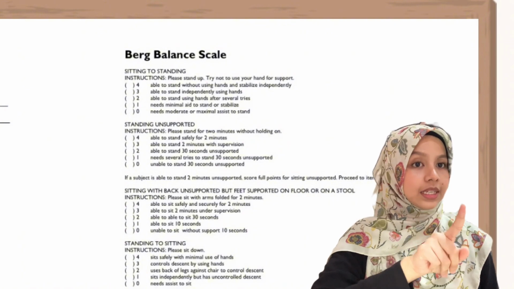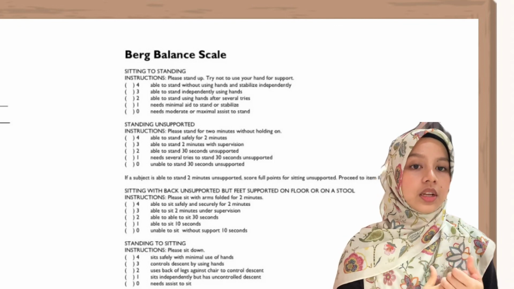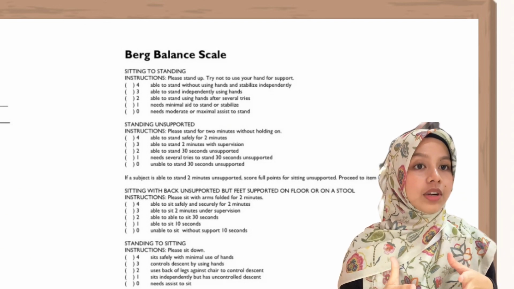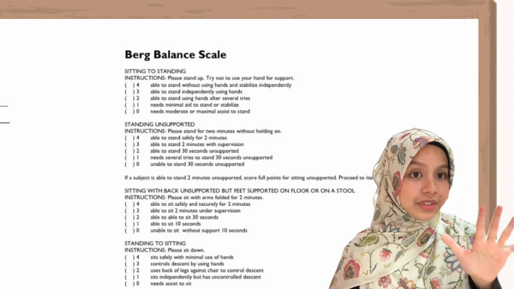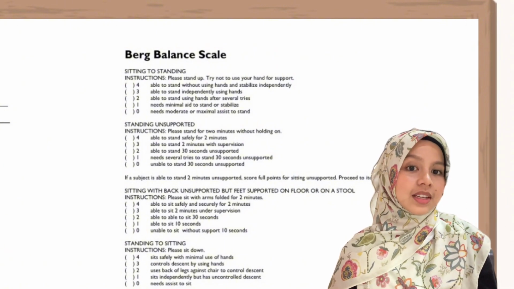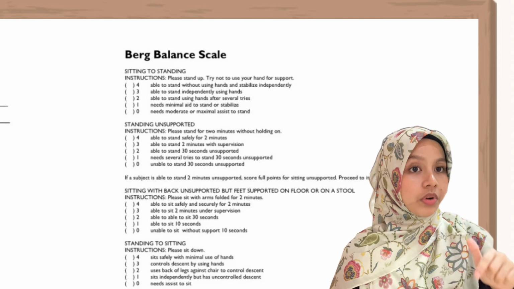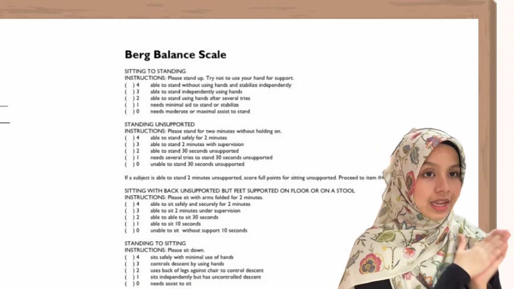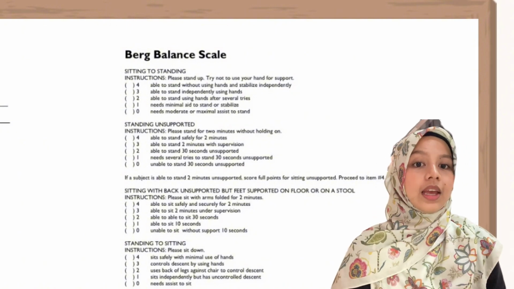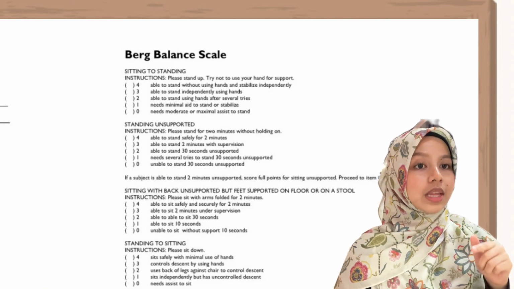The first one is sitting to standing. The physiotherapist will give an instruction like, please stand up and try not to use your hand for support. There are 5 scores that physiotherapists use to score the patient's test. The first one is 0, which needs moderate or maximal assist to stand. Like the physiotherapist will help them to stand. And score 1, which needs minimal aid to stand or stabilize.